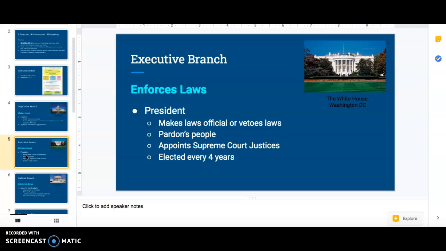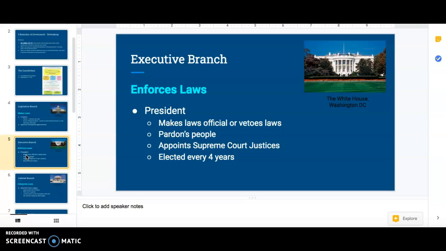And then the president is elected, of course, every 4 years. They are not allowed to be elected more than twice. We do not want to put ourselves in danger of having a dictator, having a king, having an authoritarian ruler in the United States. So our democracy calls for a president to be elected every 4 years and is only allowed to be elected twice.